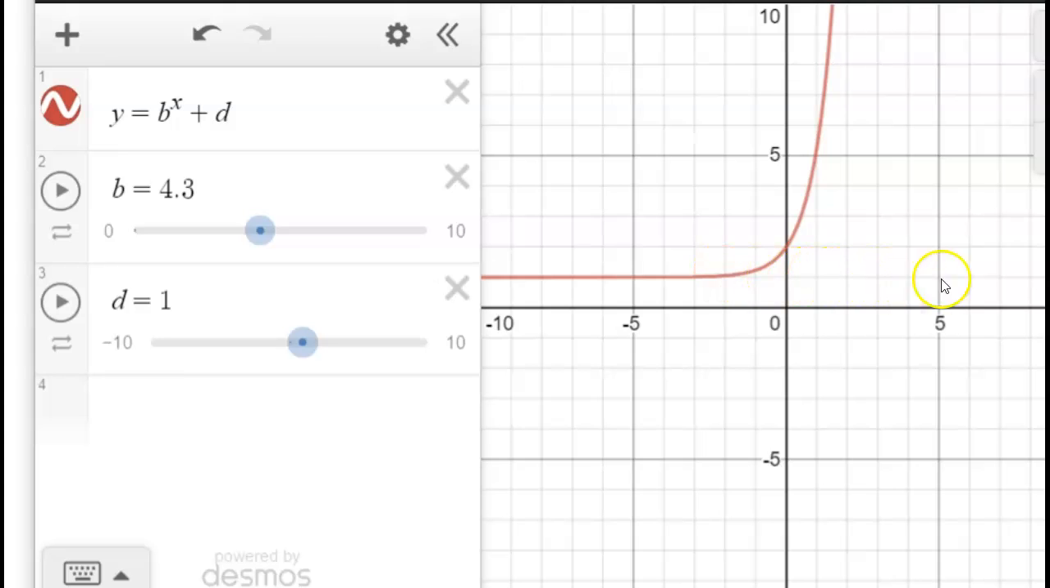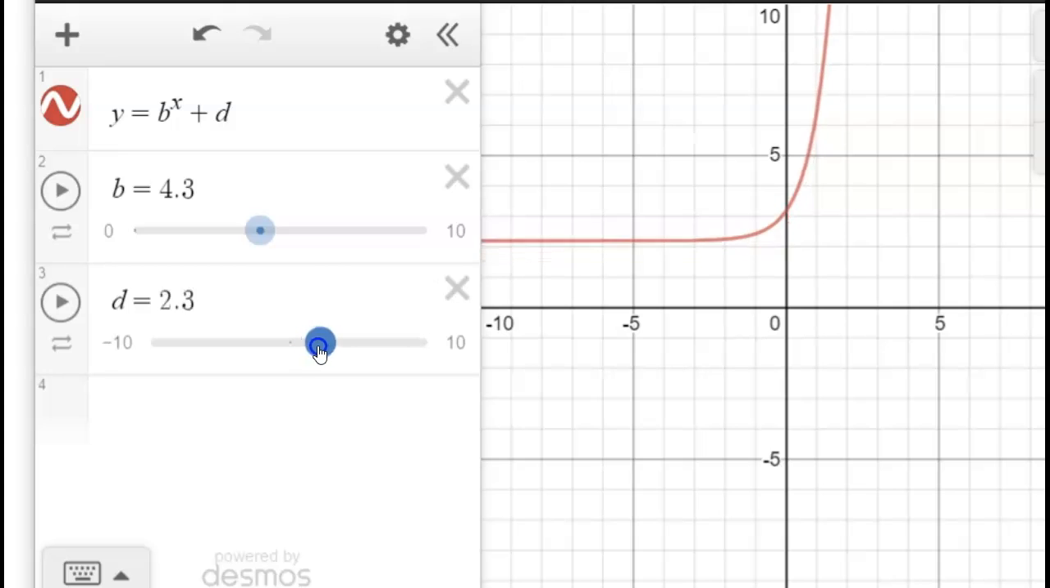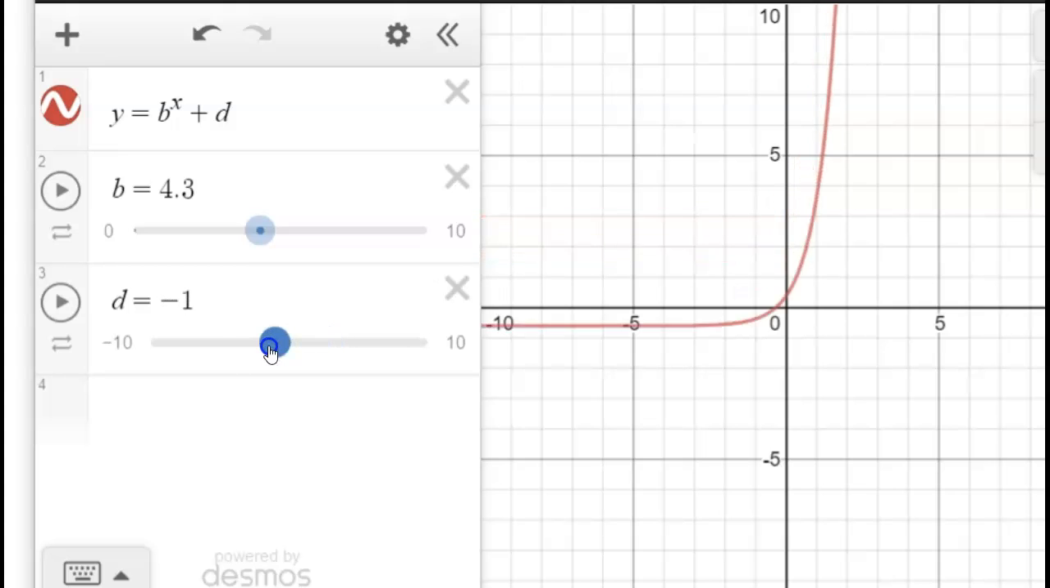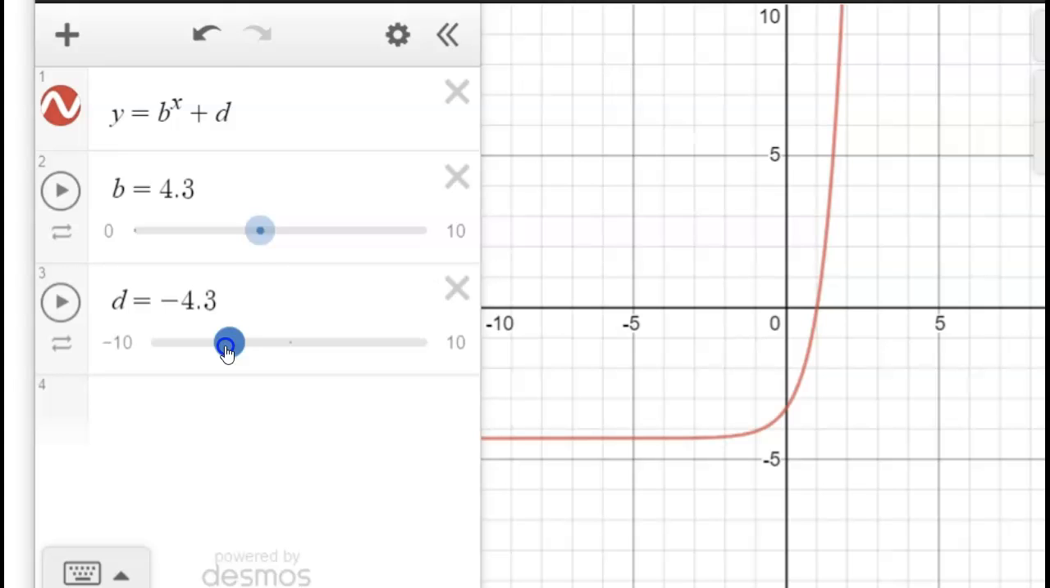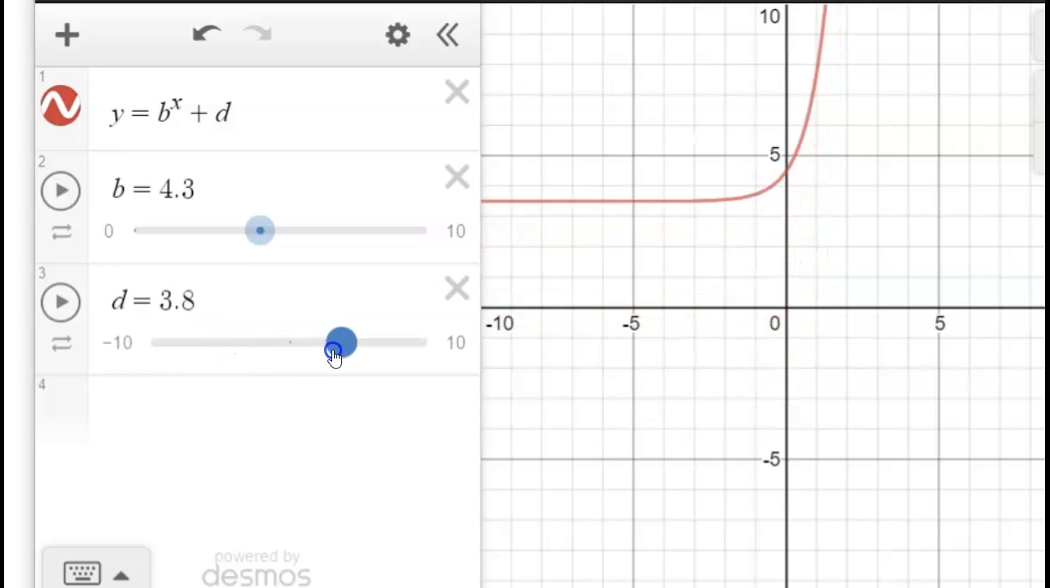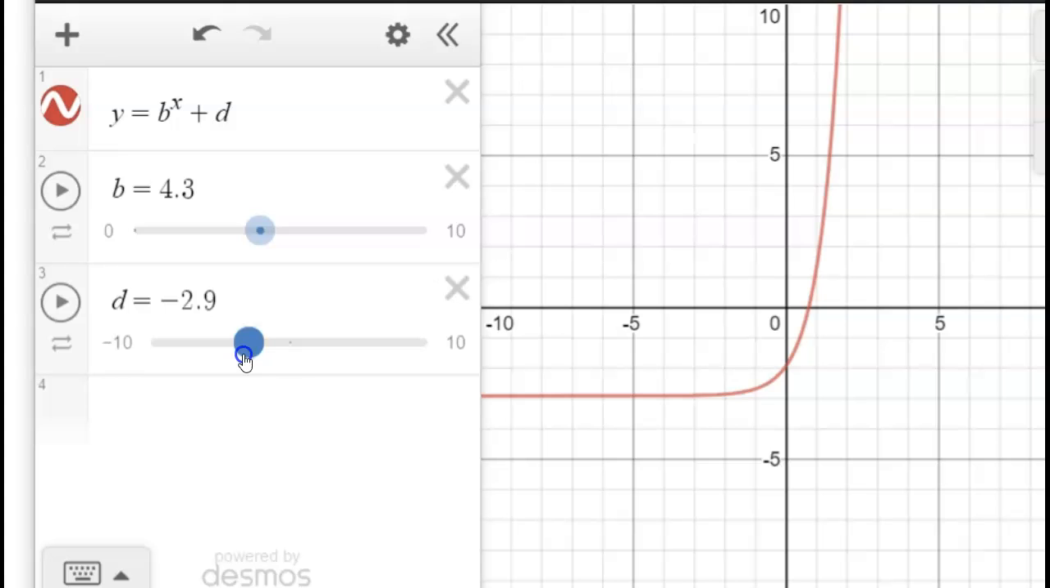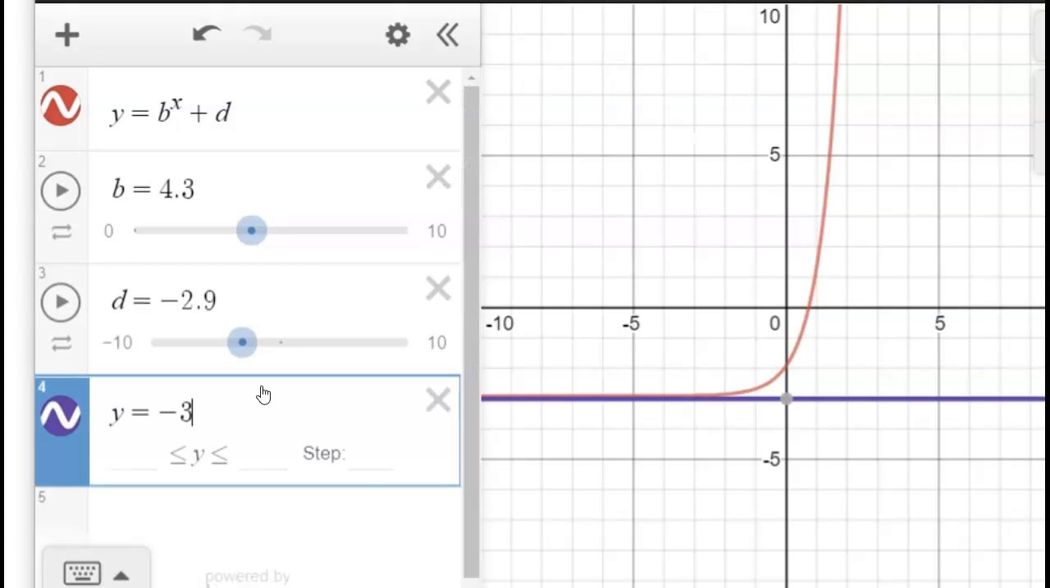And do you see that the bigger the b is, the more this goes up, the steeper it is? But do you notice that this is not at the x-axis this time? If I change this to 0, this is at the x-axis. But the whole graph can move up or down depending on what this number is down here. This number can move up or down. Do you see that this looks like it touches the line y equals -3?